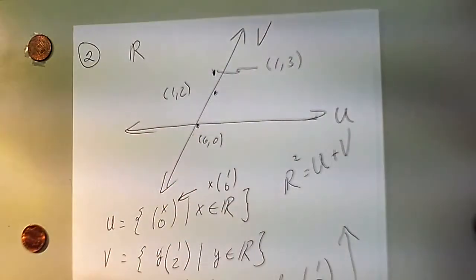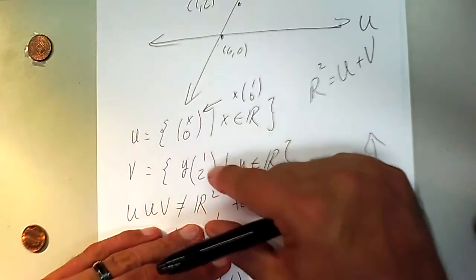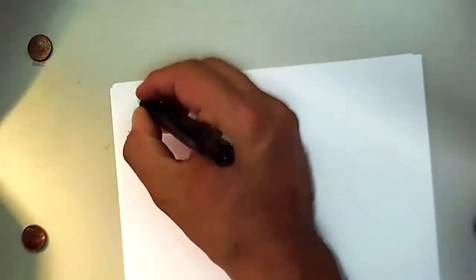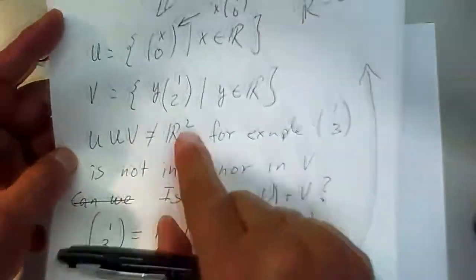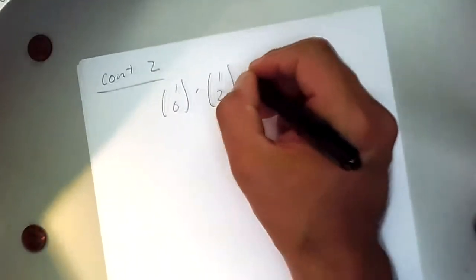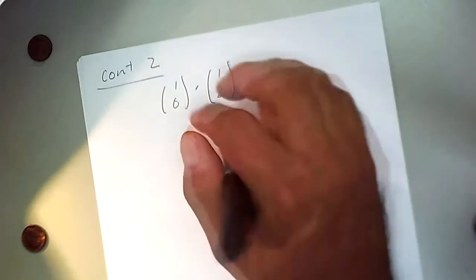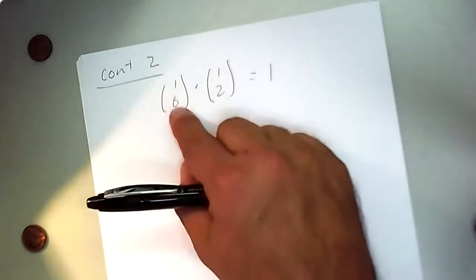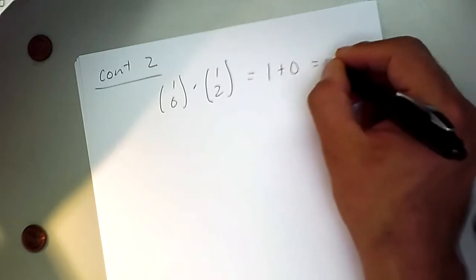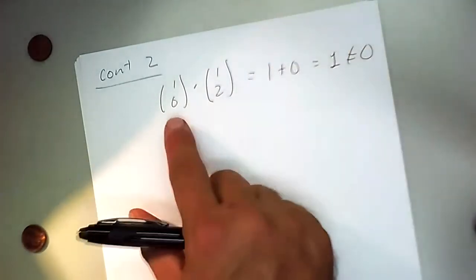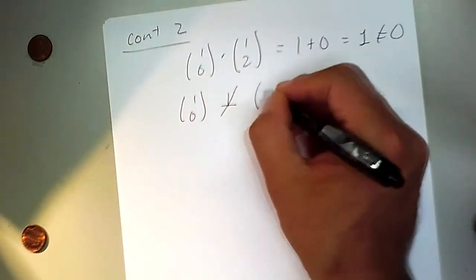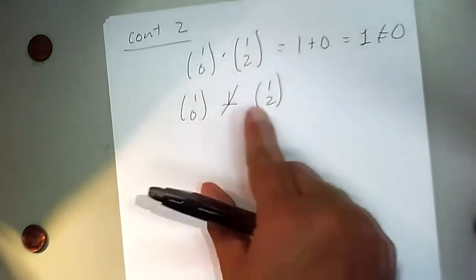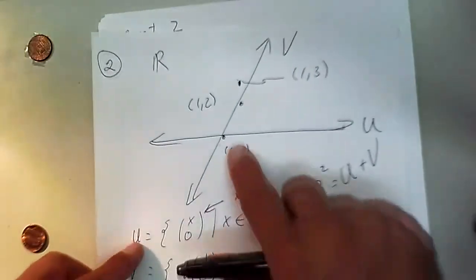Now let's look at the generators, 1, 0 and 1, 2. What is their dot product? So we're still in example 2. 1, 0 and 1, 2. Their dot product is going to be 1 times 1 is 1, plus 0 times 2 is 0, which gives 1, which is not equal to 0. That means that 1, 0 is not perpendicular to 1, 2. Not perpendicular. And the picture shows it. There is no 90 degree angle.